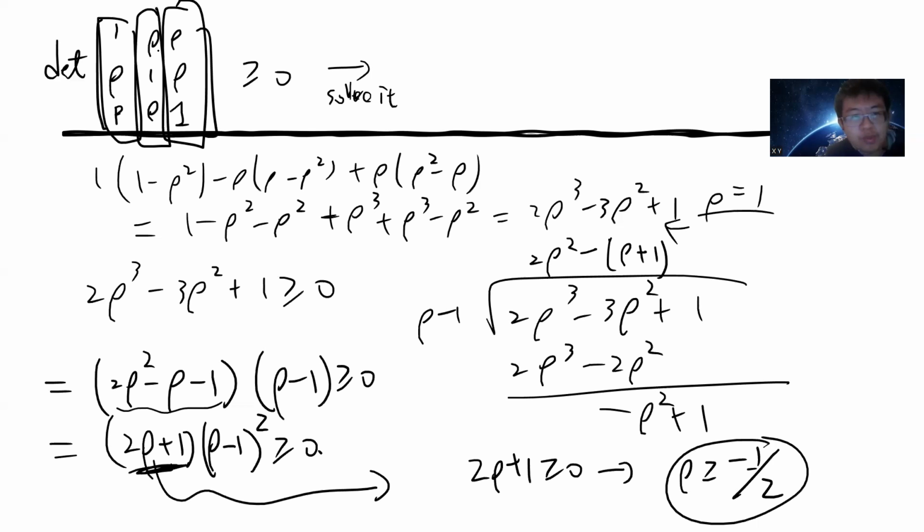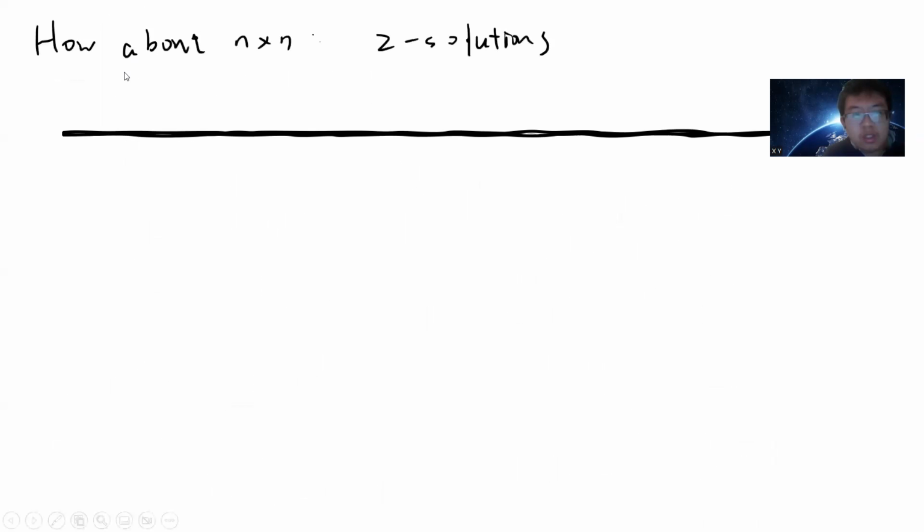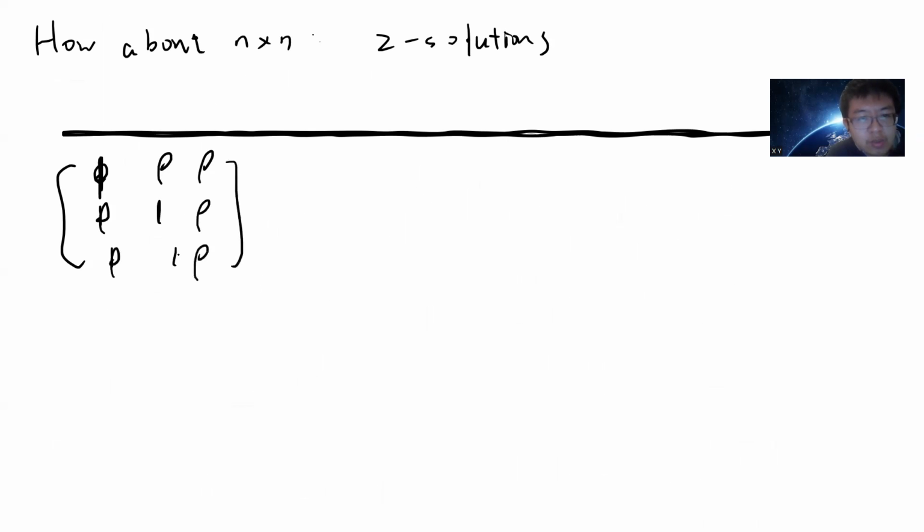Okay, so how about n by n? I will give you two solutions. The first solution is very simple. We utilize this beautiful proof. Let me quickly give you another way. The problem with the previous idea is that we solved this eigenvalue by directly brute-forcing it. Another way to solve it is very simple.